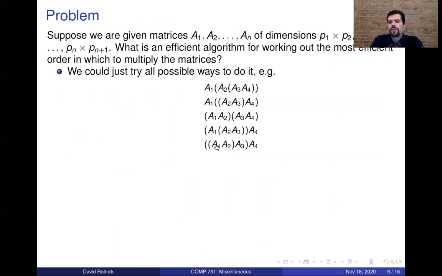So let's just, first of all, think about trying all the possible ways to do it. So for example, if we had 4 matrices, these are ways that we could imagine multiplying them. I'm using parentheses here to indicate the order in which we're multiplying things. So this is multiplying A3 and A4 first, then multiplying that by A2, then multiplying that by A1. And here you have A1 times A2 and A3 times A4, and then you multiply both of those together. There are 5 different ways to parenthesize these.